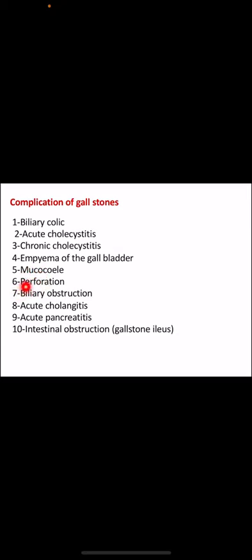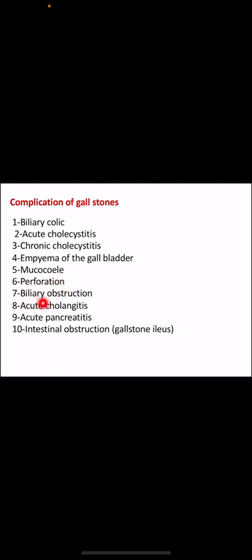The other complication is the perforation. Perforation of the gallbladder is rare due to gallstone. Only when we have infection with a special type of microorganism like Clostridium welchii, infection with gangrene of the gallbladder, this leads to perforation of the gallbladder. When we have perforation of the gallbladder, there will be biliary peritonitis, later on bacterial peritonitis and septicemia.